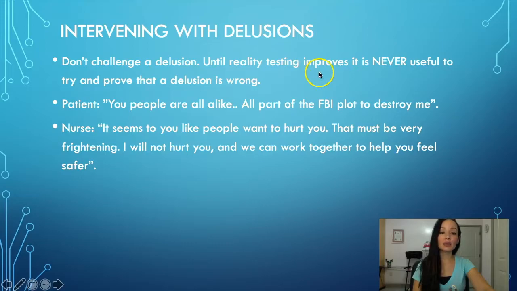Until reality testing improves, which basically means, for example, I think I hear a knock at a door. I go, I open the door, and there's no one there. I have intact reality testing because I can say, oh, there really wasn't someone at the door. I must have misheard, right? But with impaired reality testing, I believe something or I think I hear something, and despite the evidence to contradict that, I still believe it. So until reality testing improves, it is never useful to try and prove that a delusion is wrong.